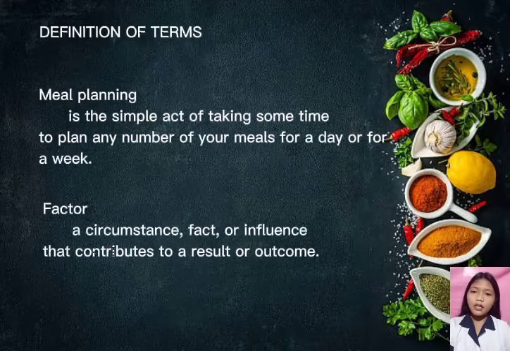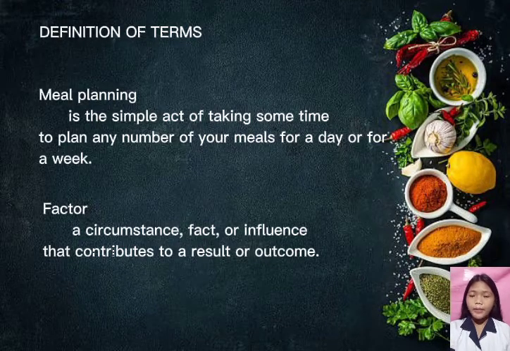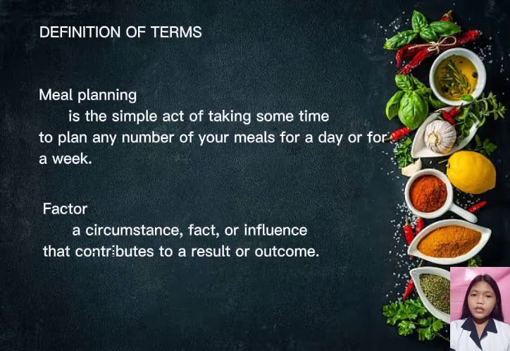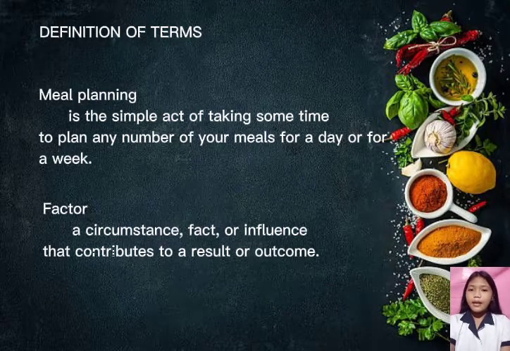So next is the definition of terms. First is meal planning. It is the simple act of taking some time to plan any number of meals for a day or for a week. Next is factor. Factor is a circumstance, fact, or influence that contributes to a result or outcome. And next is the factors to consider in meal planning.